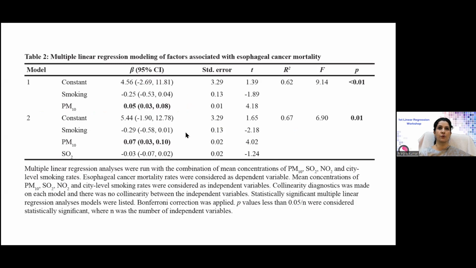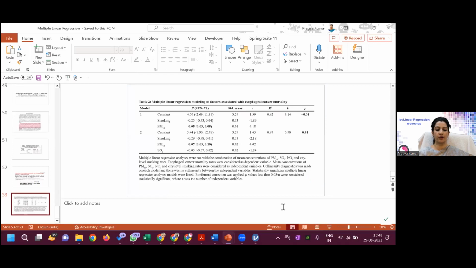And then he is showing the R square. In the first case, you will see the R square is 62%. With the addition of SO2, the R square has become 67%. Both of these were significant, like this also and this. And this is the value of ANOVA or the F statistics. So this is the way; there is a lot of flexibility in reporting the result.